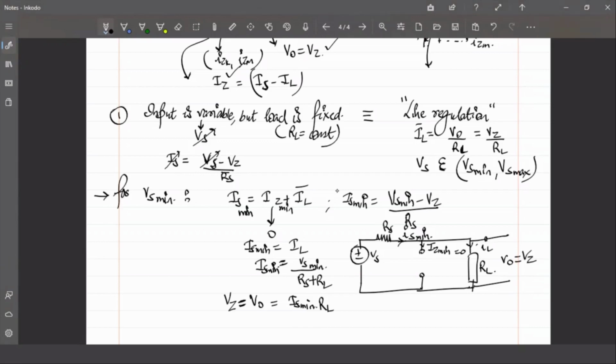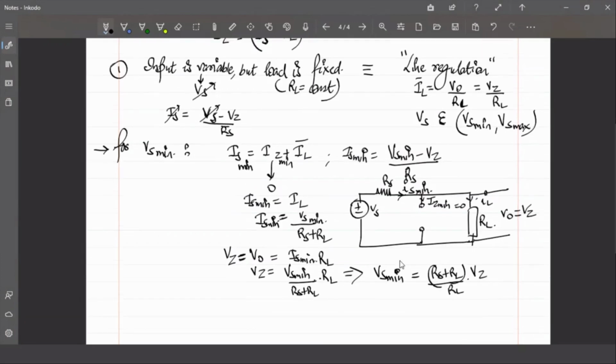If we equate this output voltage still to be equal to Vz, then substituting, Vz is equal to Is minimum, which is nothing but Vs minimum divided by Rs plus RL, multiplied by RL. From here we can find the minimum value of input voltage. Vs minimum is Rs plus RL divided by RL times Vz, that is Vz into Rs plus RL divided by RL.